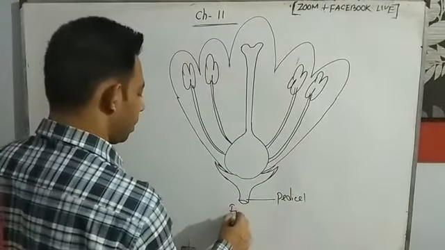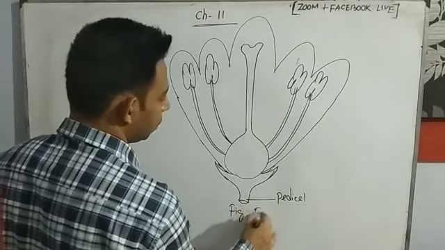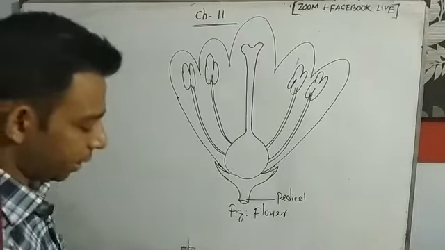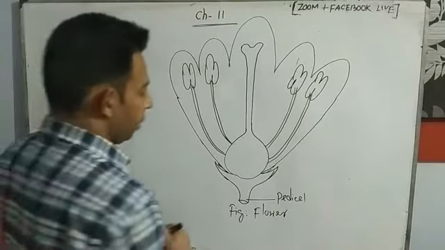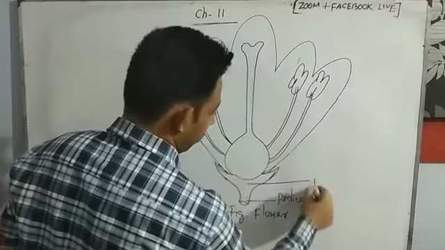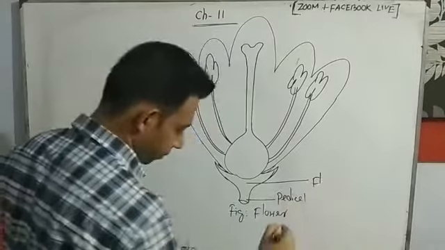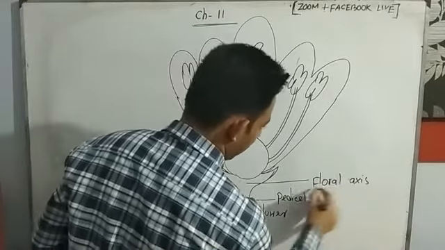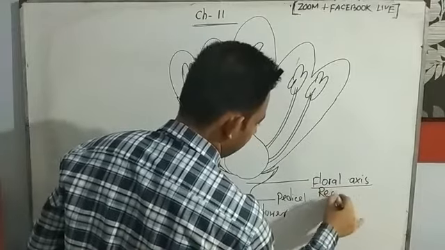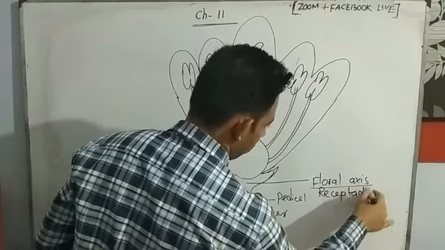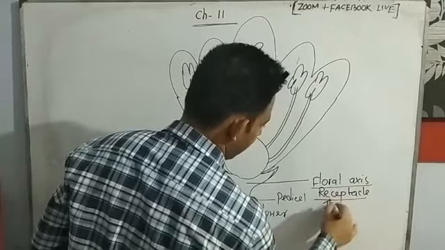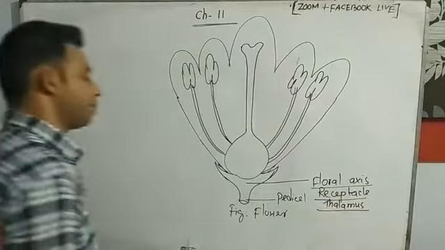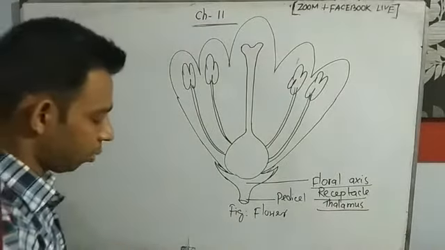Pedicel, here figure, flower, reproductive organ you can write on there, and then after you can write here the flower. Floral axis, which one we say? Floral axis. Whatever we can say here, this is the receptacle. Receptacle and thalamus. Any of the same thing you can say here accordingly.